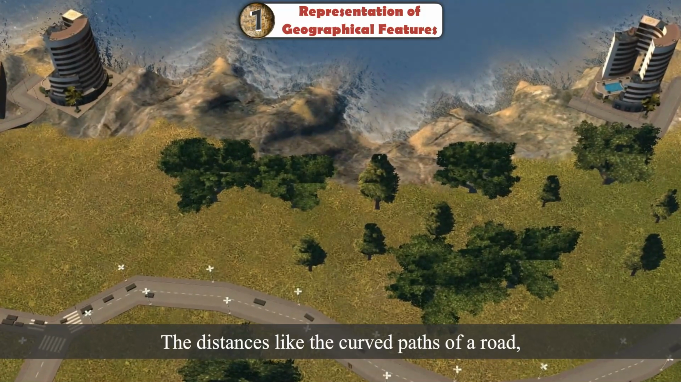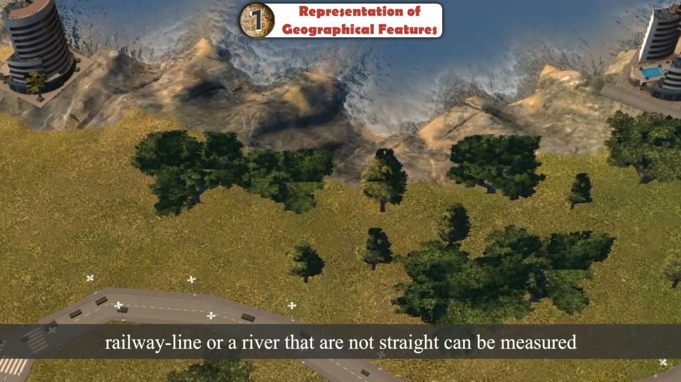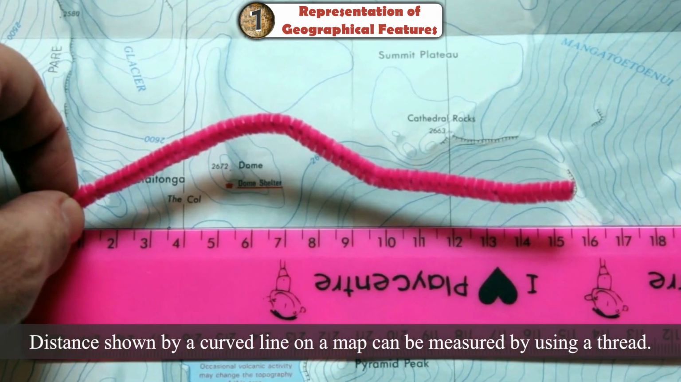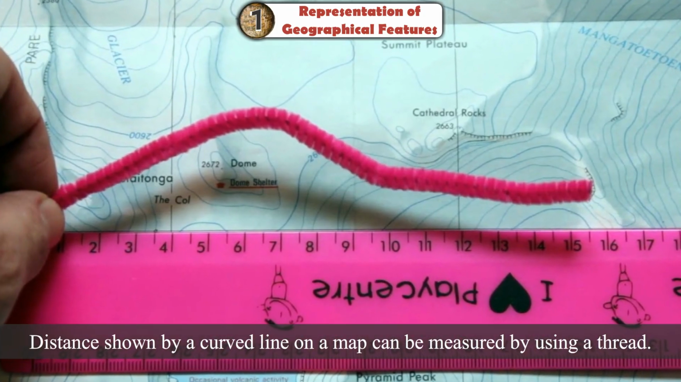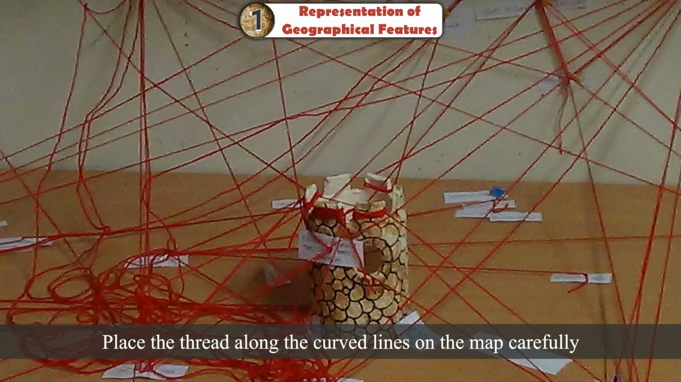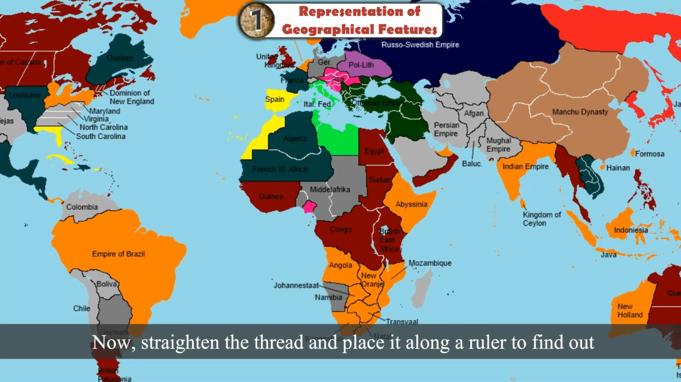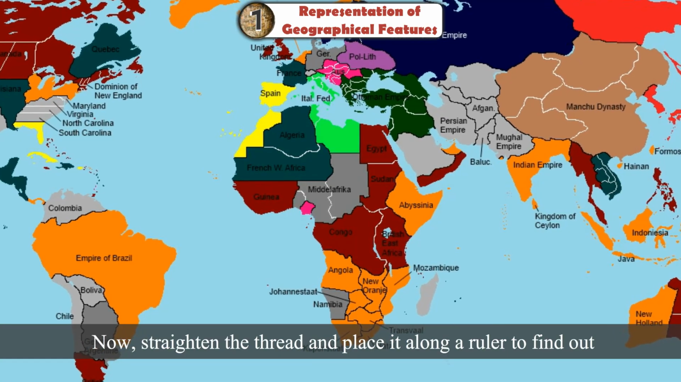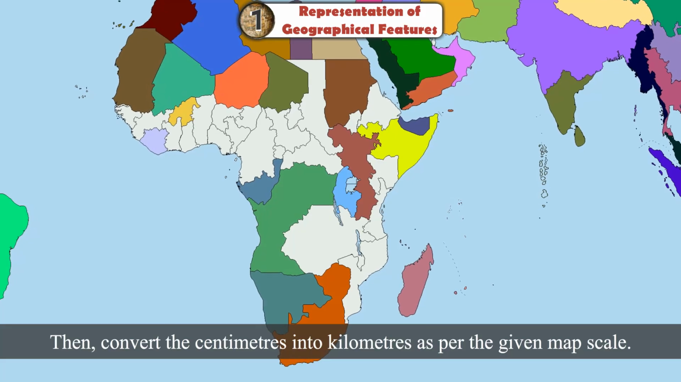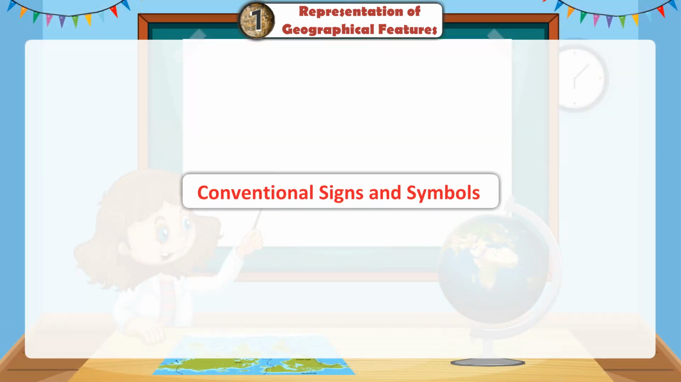The distances like the curved parts of a road, railway line, or a river that are not straight can be measured in the following way. Distance shown by a curved line on a map can be measured by using a thread. Place the thread along the curved lines on the map carefully and mark the extent on the thread. Now, straighten the thread and place it along a ruler to find out its length in centimeters. Then, convert the centimeters into kilometers as per the given map scale.